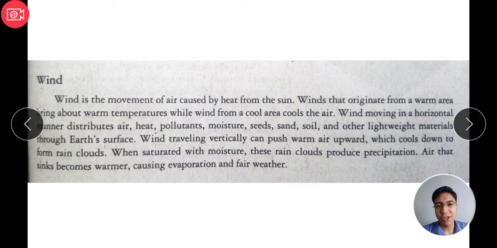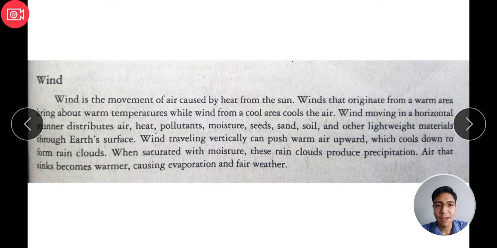So, parang siyang pollination agents, no? Yan yung wind, isang agent natin yan. Okay. So we have wind traveling vertically can push warm air upward, which cools down to form rain clouds. So yung mga hangin na mula sa mainit na lugar, pag nag-travel vertically, aangat. Yung malamig na hangin, bababa.